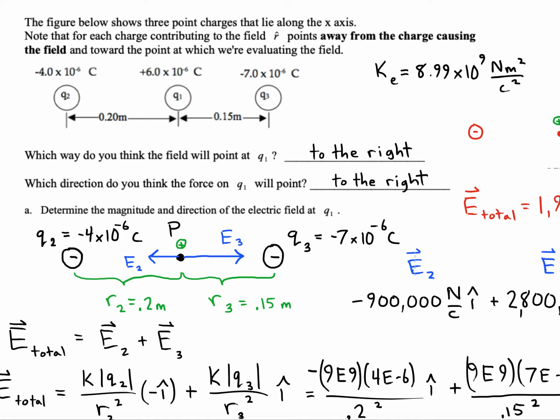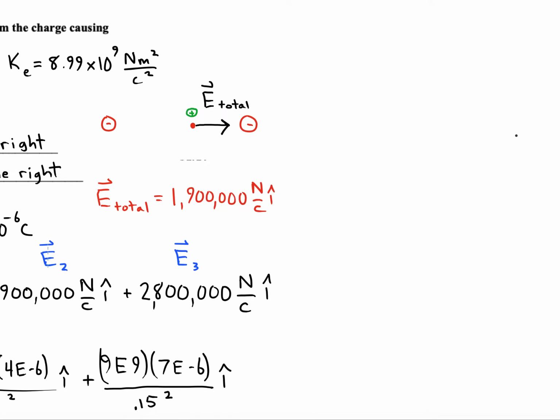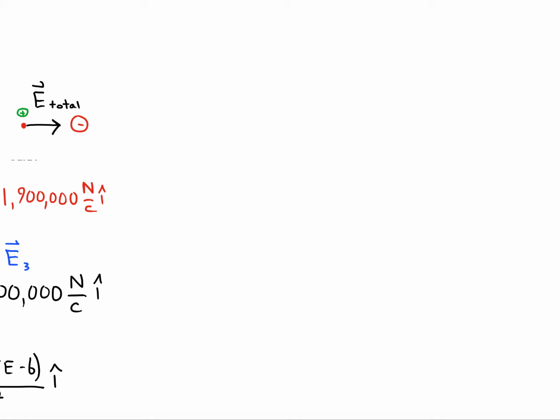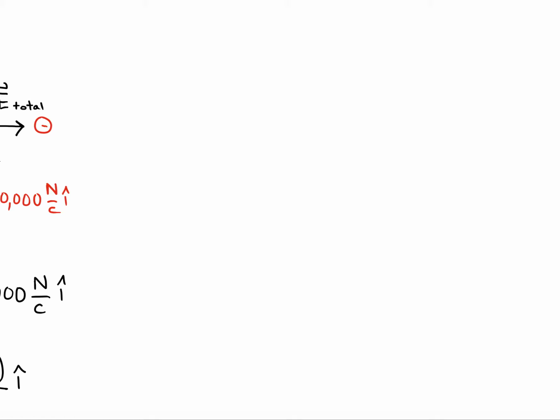If that charge happened to be negative, the opposite would happen. It would feel pulled to the left because the negative would be more repelled by Q3 than it is by Q2. Okay, so before I end this video, I want to show one more way of calculating this same problem. And it's a little bit more advanced.